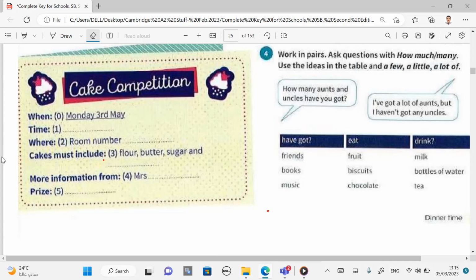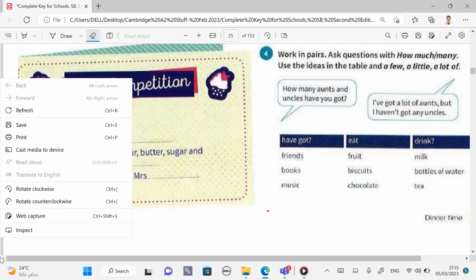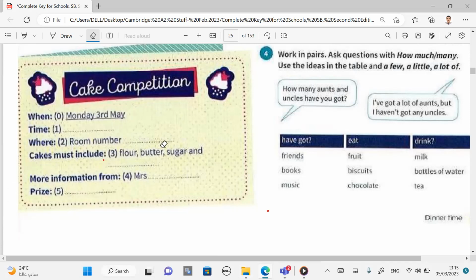Okay, Sarah, are you done? Yes. Okay, perfect. So what's number 1? 8:45. 8:45 or 9:45? 9:45, I think. Because the school starts at 9 and the cakes should be ready at 9:45.